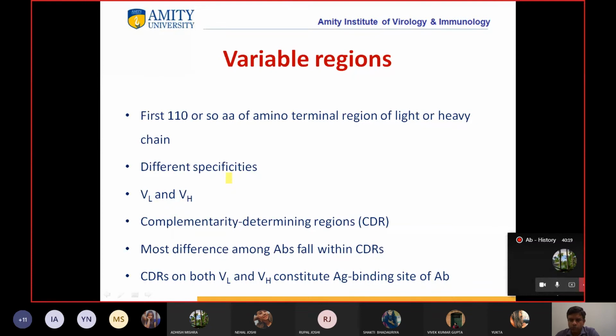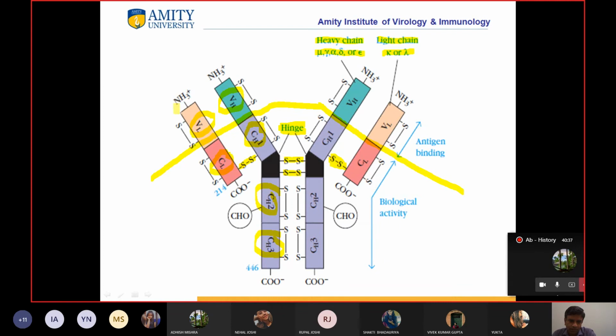Now, the first region which you saw was the variable region, the first 110 or so amino acids of the amino terminal region. Let's come back to this picture. We are talking about the first 110 amino acids. If you start from this point, this is the amino terminus, and you go till this point. There are around 110 amino acids. The first 110 amino acids from the amino terminus form the variable region, and that's why this is V. V means variable region.